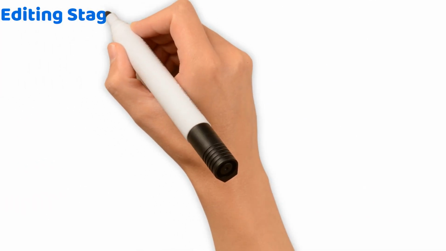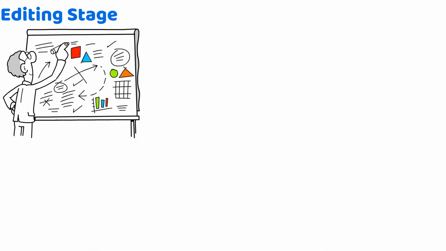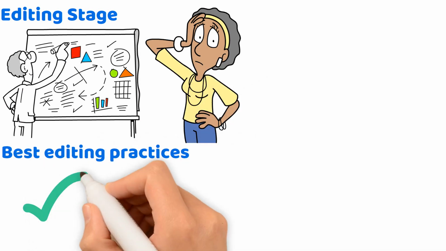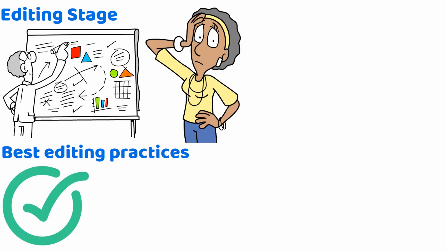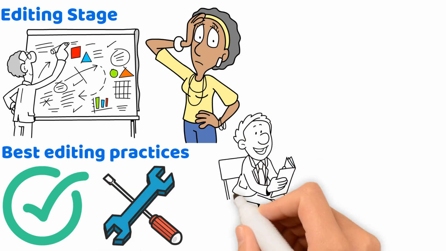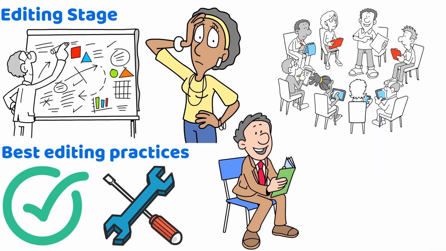Next is the editing stage, and this is all about correcting grammatical, spelling, and punctuation errors. On the exam, if you're faced with selecting the best editing practices, check for answers that highlight teaching students to use grammar check tools, proofread their work in stages, or engage in peer editing workshops where they can learn to spot and correct errors in each other's texts.